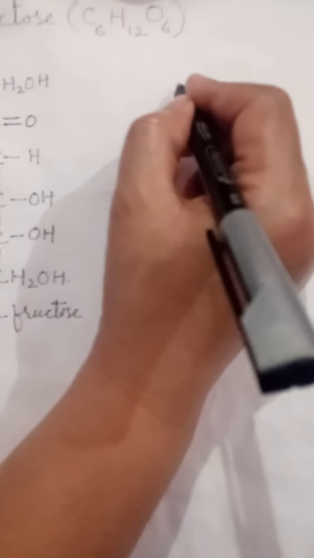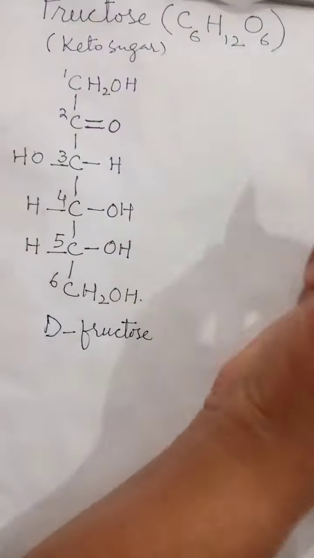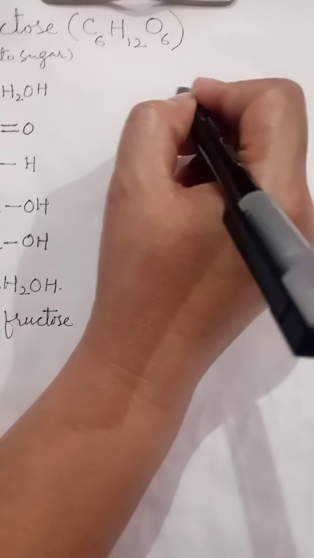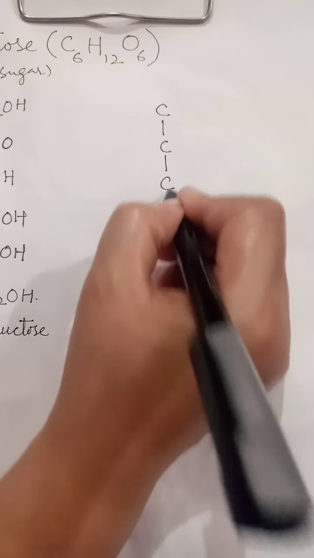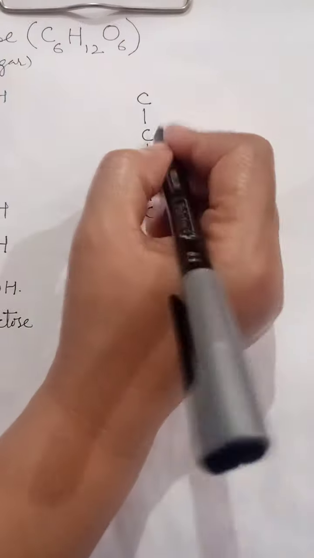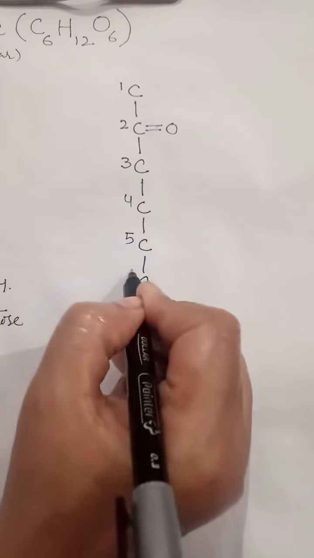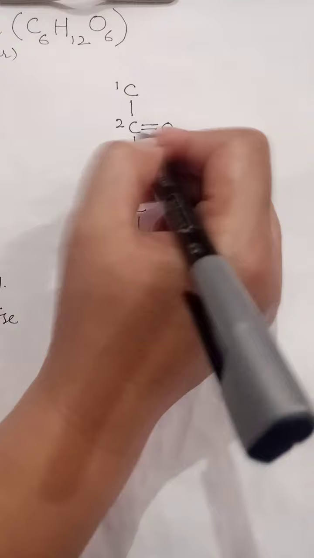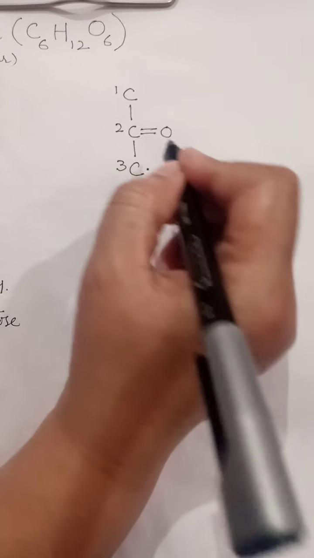Now I will write L fructose. Another important thing, this is a keto sugar. So this is the open chain form of D fructose. Now L fructose, again carbon, carbon, carbon, carbon, carbon and carbon. This is carbon number 1, 2, 3, 4, 5 and 6. As it is a keto sugar, I wrote the functional group.